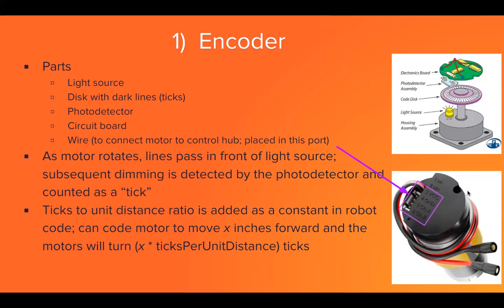As the motor rotates, lines pass in front of the light source, making a tick, which is caught by the photodetector. The ticks to unit distance ratio helps figure out the distance. For example, from a starting point, if it's 10 ticks, then the measurement of a tick per the motor is already previously calibrated, and with that you can figure out the distance, and then you can figure out where the robot is.